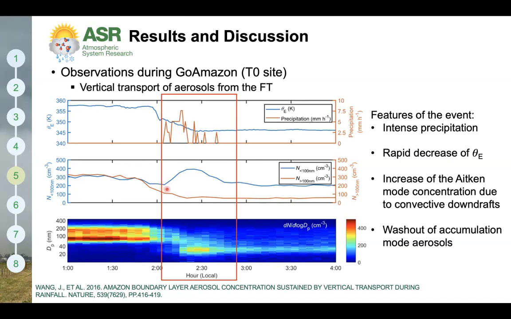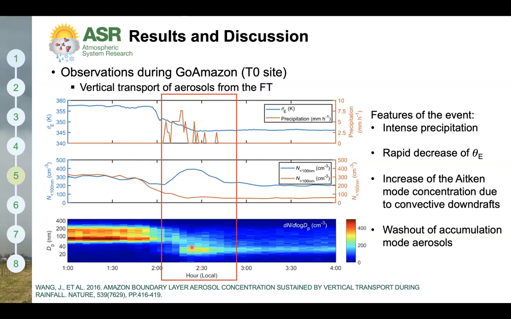But later on, the concentration of the atypical mode aerosols increased very significantly. And then they further dropped down because of the growth of these aerosols. This is also reflected in the contour plot of the aerosol size distributions, where you can see an intense emergence of aerosols with sizes of around 30 nanometers during the local time of around 2 to 2:30.